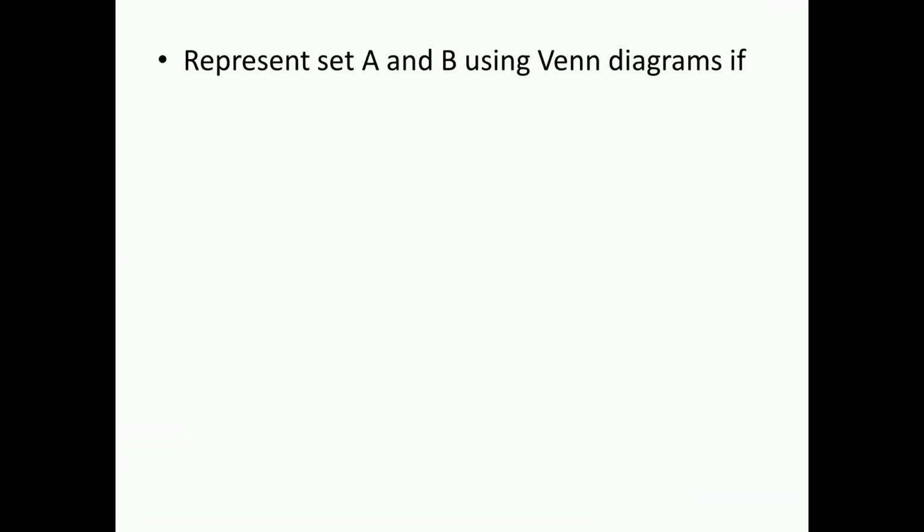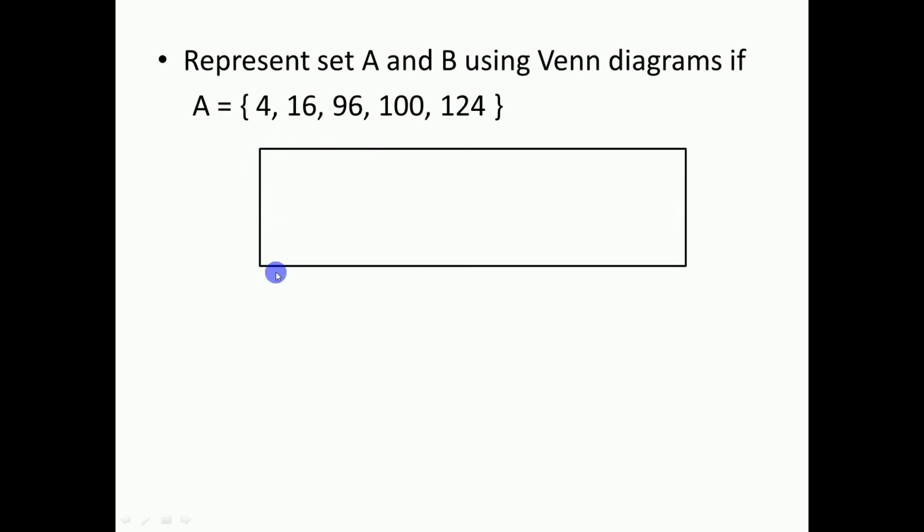So here is the question: represent set A and set B using Venn diagram. Set A is given by the elements 4, 16, 96, 100 and 124. We are going to represent these sets in a closed figure, which is known as the Venn diagram. Now let us draw a rectangle. This is a rectangle, this is a closed figure, right?